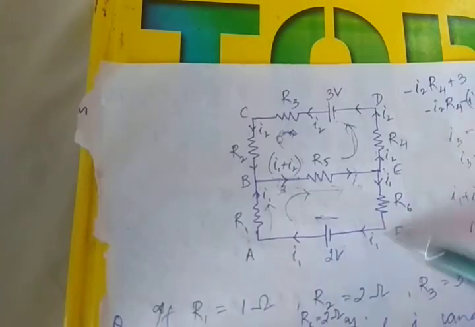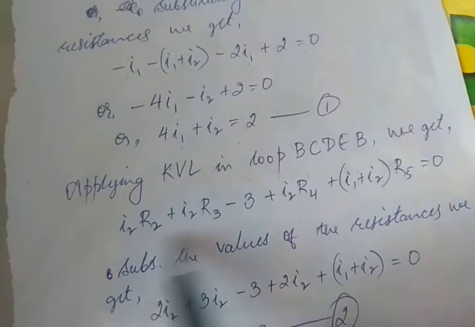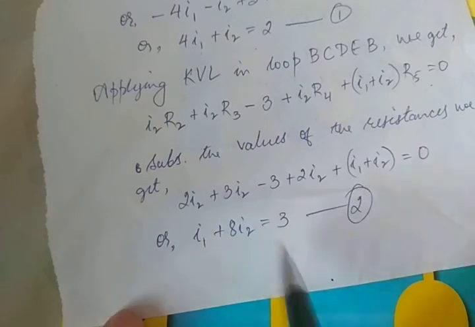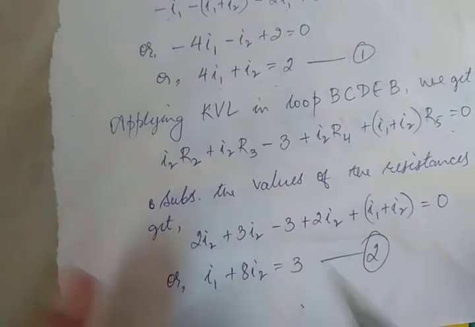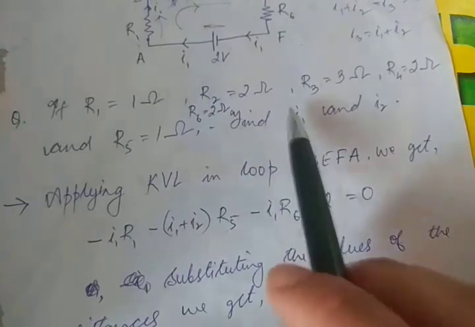Likewise, in the previous question, where we had two sources, in both of these loops we get this equation. Substituting the values, we'll end up at equation number 1. Likewise, you'll derive the equation for the upper loop, which is this. Then after substituting the values and rearranging, you get this equation. Solve equations 1 and 2, and then you'll get the values of I1 and I2.